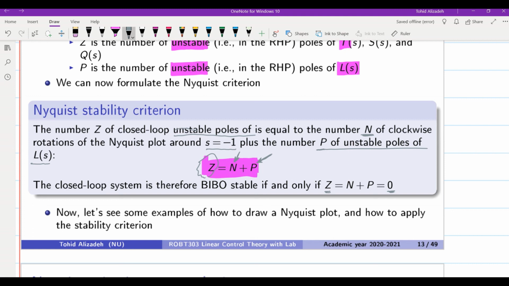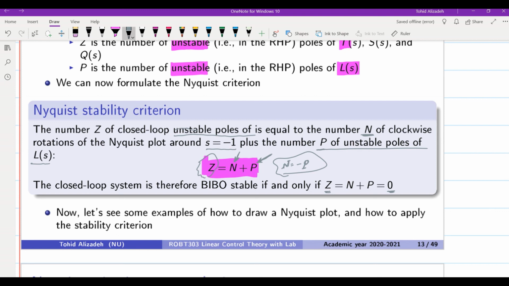It will be the number of the unstable poles of the system. And if you want to have the closed loop system stable, Z should be equal to 0, or in other words, N should be equal to minus P. P will be a positive value as well because it is the number of the unstable poles of the system. And therefore, in order to have the closed loop system stable, if we have unstable poles for the open loop system, we need to have counterclockwise encirclements of the point minus 1 as the number of the unstable poles of the open loop system.